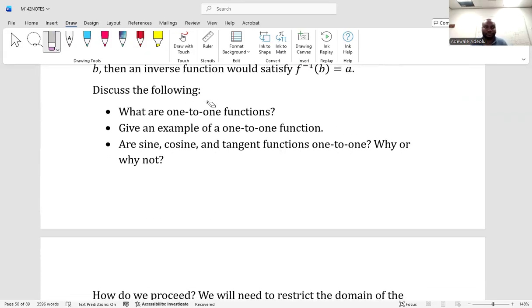Okay, so try, like I said, pause this video. What are one-to-one functions? I talked about that. Give an example of a one-to-one function. I gave you one. The linear function is one-to-one. Can you think about another one?